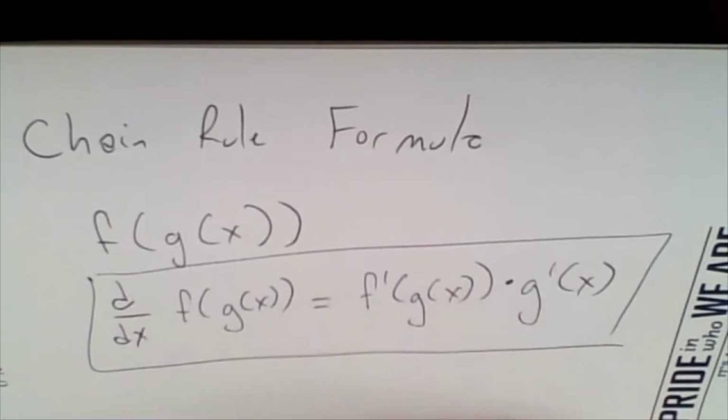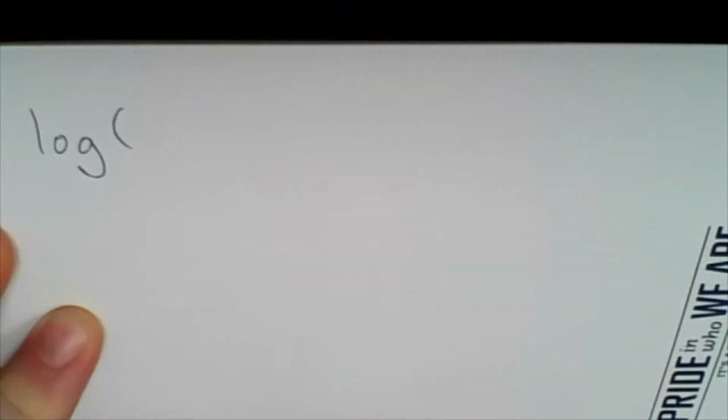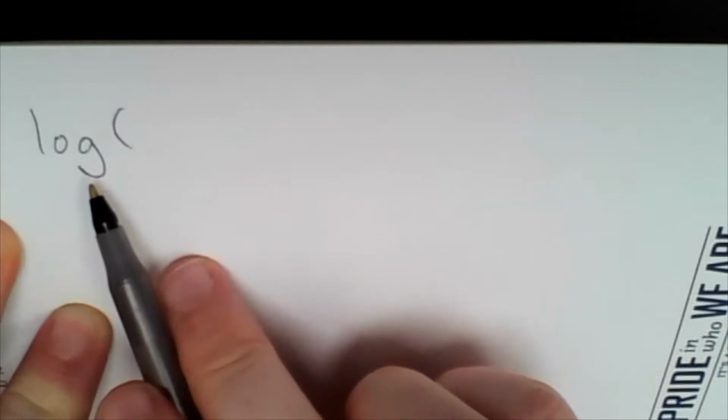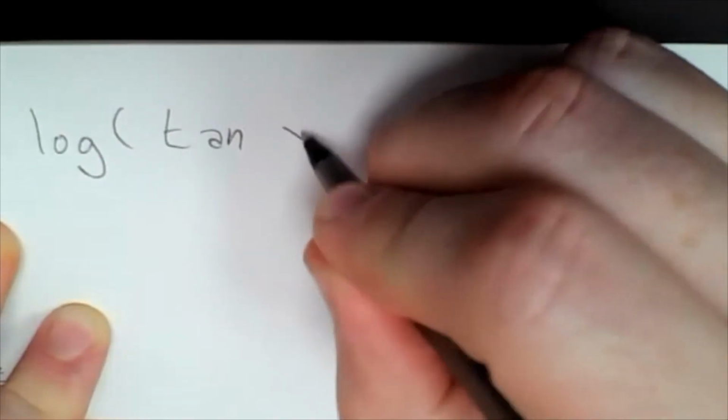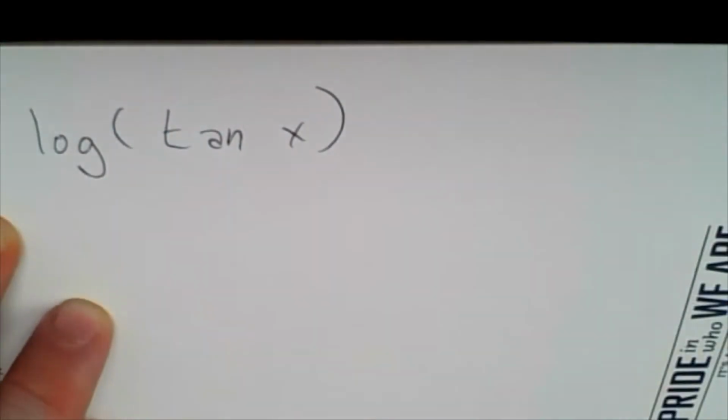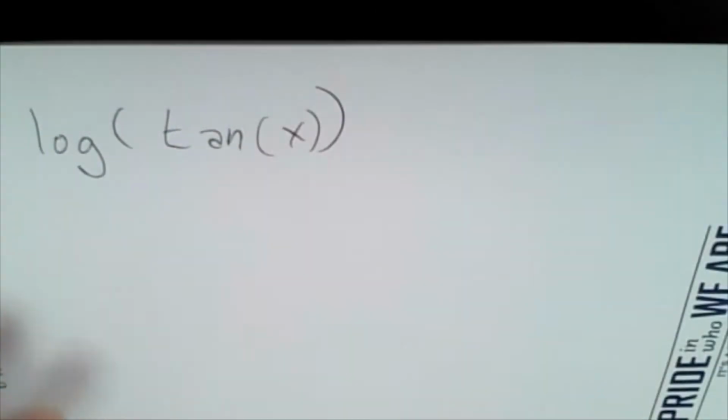Okay, formulas are all well and good, but I find it most helpful to work with an example. So let me pick a function. I will be using the logarithm, and I guess here I'm using the base 10 logarithm. And inside here, I'm placing tangent of x. Let me go ahead and put those parentheses on there.